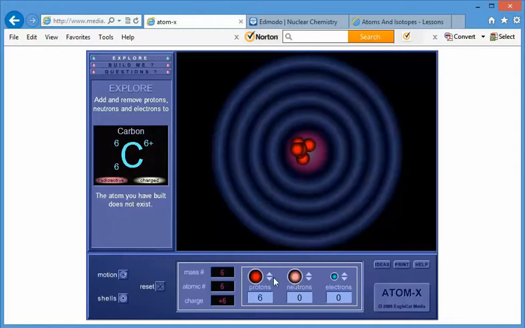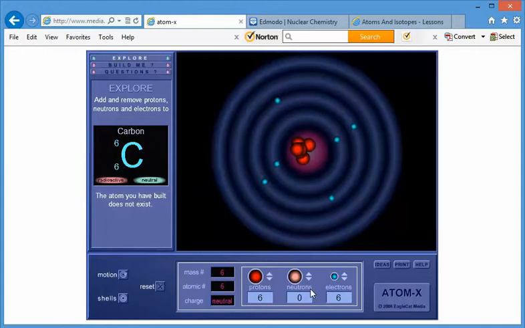Okay, so we want neutral atoms. So protons are positive, and we need to balance that with the same amount of negative particles, or negative electrons. So we add 6 electrons to our atom. Okay, and that's the starting point for all of the isotopes. They've got the same number of protons, the same number of electrons. The only difference is the number of neutrons in the nucleus.